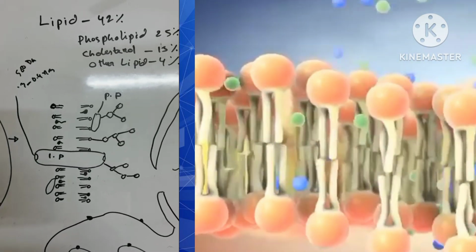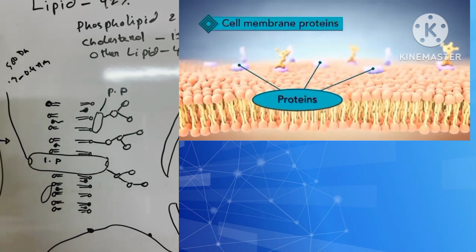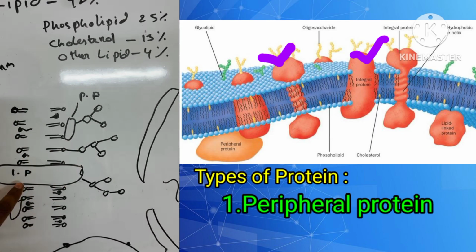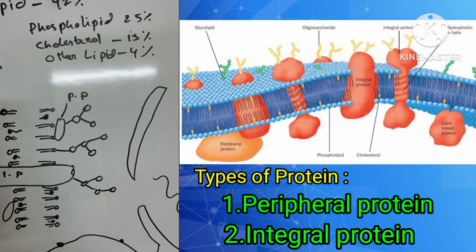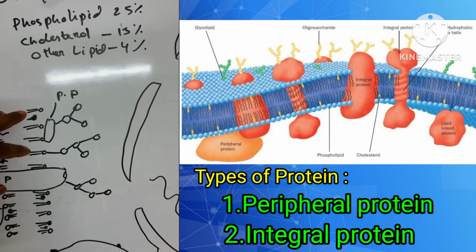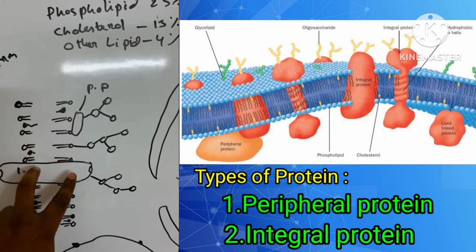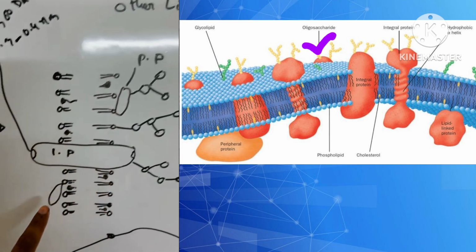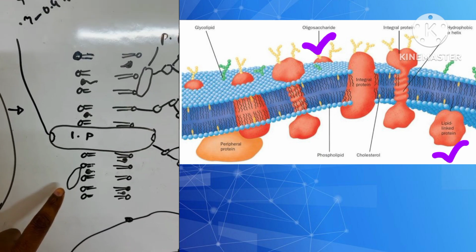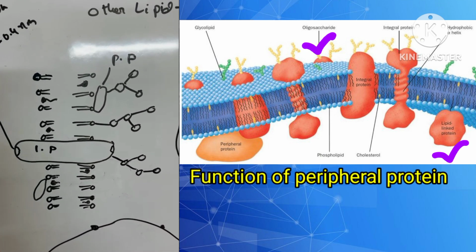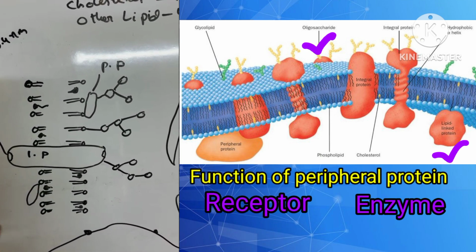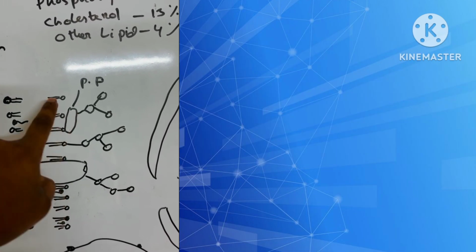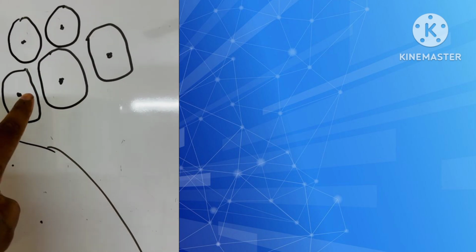Fluid mosaic model also contains protein. Protein molecules are of two types, peripheral protein and integral protein. Peripheral proteins lie at the periphery of the lipid bilayer, either outside of the lipid bilayer or inside of the bilayer. Peripheral protein acts as receptor, enzymes or adhesion molecule. Through this peripheral protein, one cell can bind with another cell.